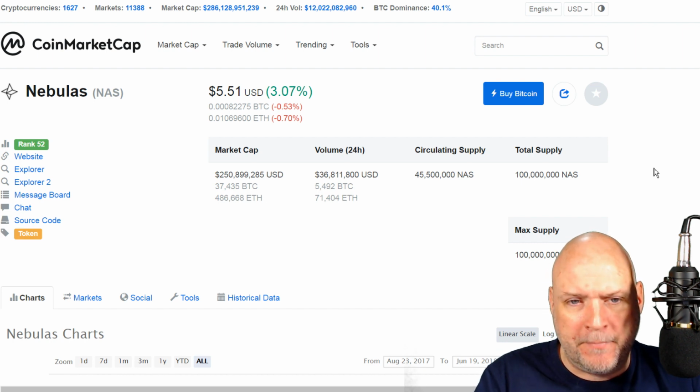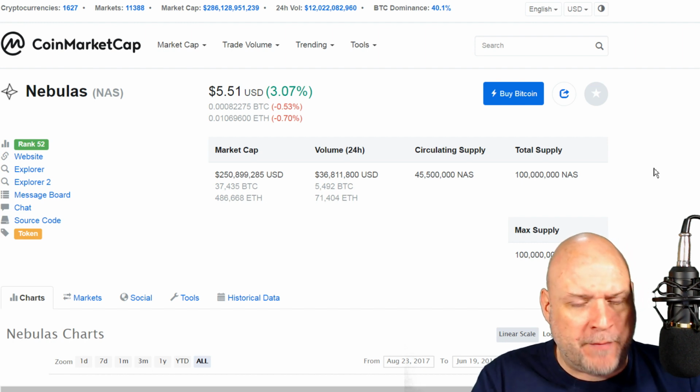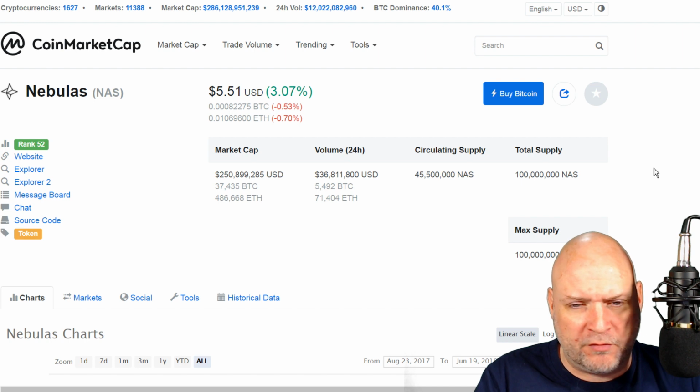It's got some interest, but it's nowhere near the market capitalization or the size of the others. Circulating supply is fairly low at 45.5 million. Total supply only 100 million, and it presents even a little bit of a bargain in itself at the moment.